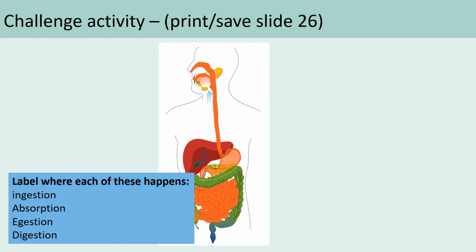So on your diagram that you have, or if you've just done it in note form, then you can just say where. Can you label where each of these happens? So where in that digestive system does ingestion happen, absorption, egestion, and digestion? So this is just getting your head around those words. You can pause the video and add those in.